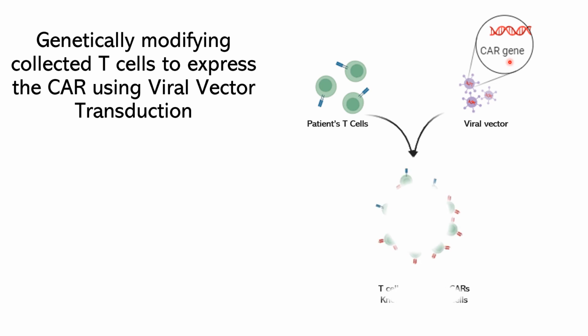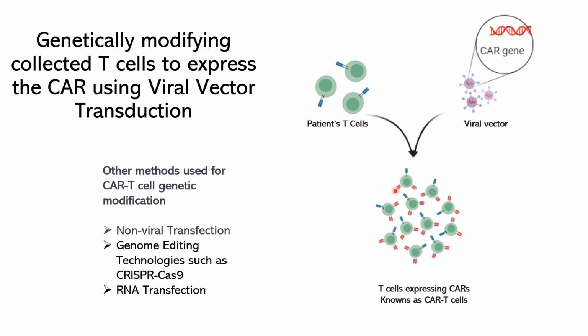And after the virus infects the patient's T cells, the T cells will become CAR T cells, and these cells will be expressing the chimeric antigen receptor that specifically identifies the cancer-specific antigen we already chose at the very first step. And that's a very important process.